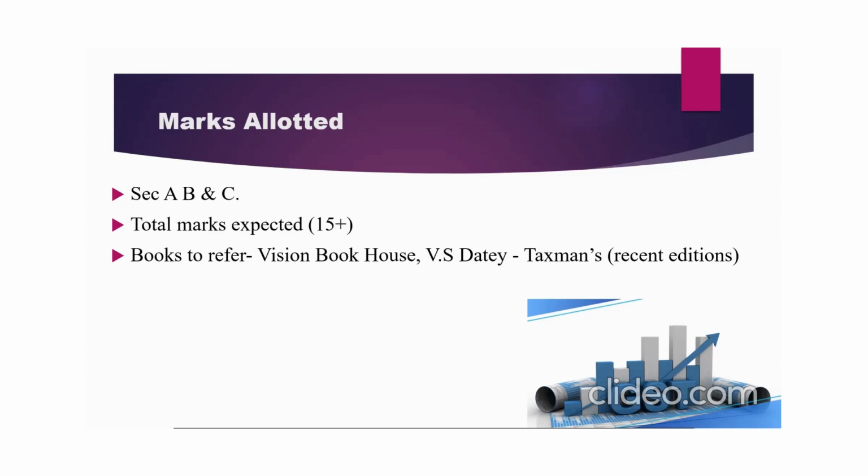So the total marks you can expect from this unit will be 15 plus, or you can expect a maximum of 20 marks, but according to me this time you can expect only up to 15 marks from unit 2 or less than that. Again, the books to refer to are Vision Book House and Taxmann, the recent editions. Why? Because these are books you can rely upon, and the data can be relied upon, where the outdated syllabus is removed in the recent editions.